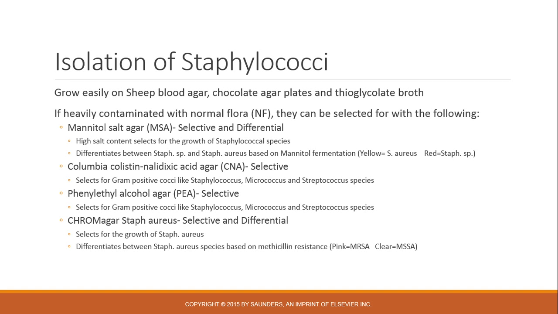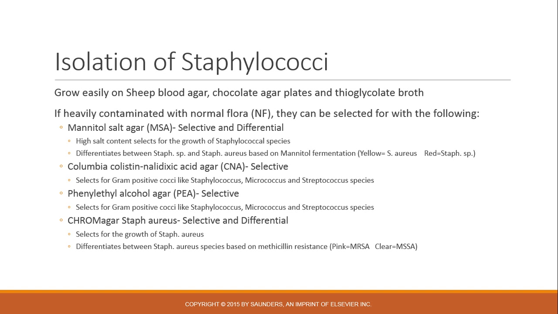Okay. CNA agar is selective. You could also say differential because it is a sheep blood agar. Both of these agars are sheep blood, so you might see some hemolysis on there, but it's not reliable, not like the sheep blood agar. So CNA and PEA select for these gram-positive cocci, so they'll inhibit your gram-negative rods if they're contaminating your specimen.